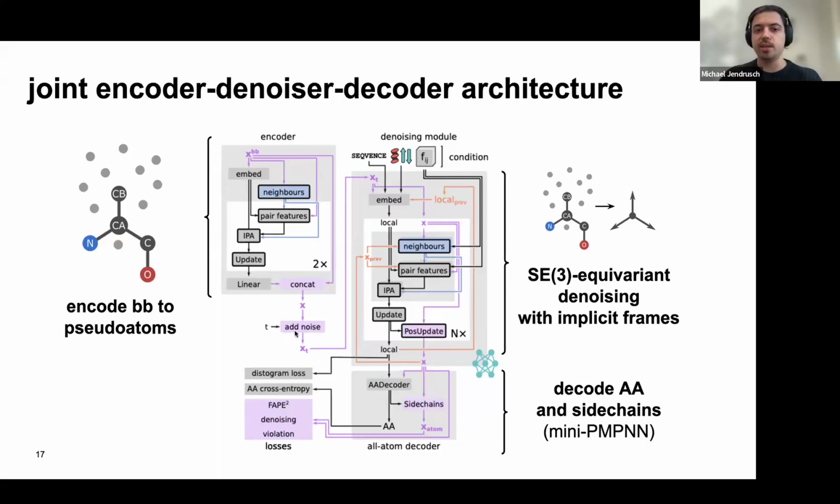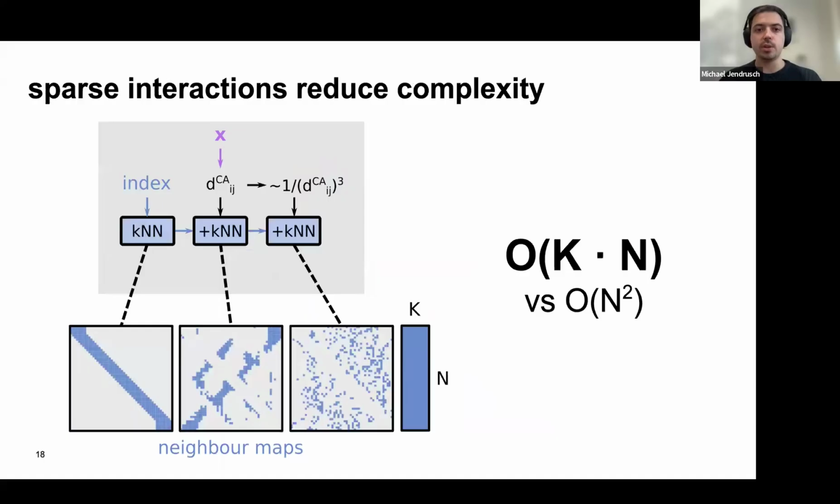And then we train the model as a diffusion model by adding noise to these encoded structures and training a denoiser module to remove that noise again, and finally feed the denoised structure into an amino acid decoder with an architecture quite like ProteinMPNN that takes the output structure, predicts amino acid sequences, and generates side chains for these sequences.